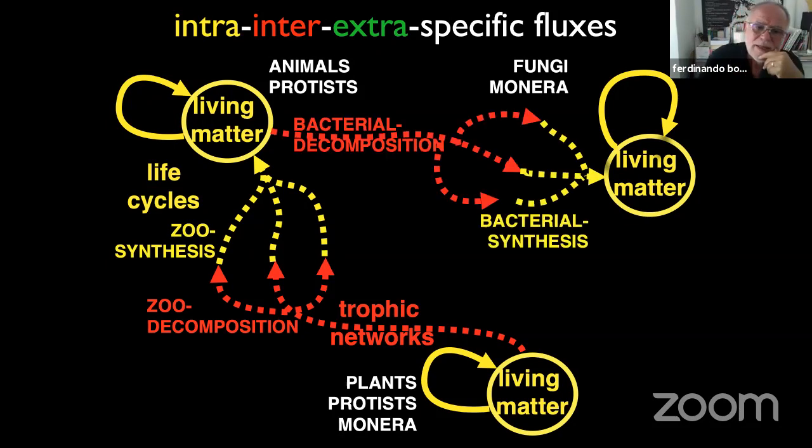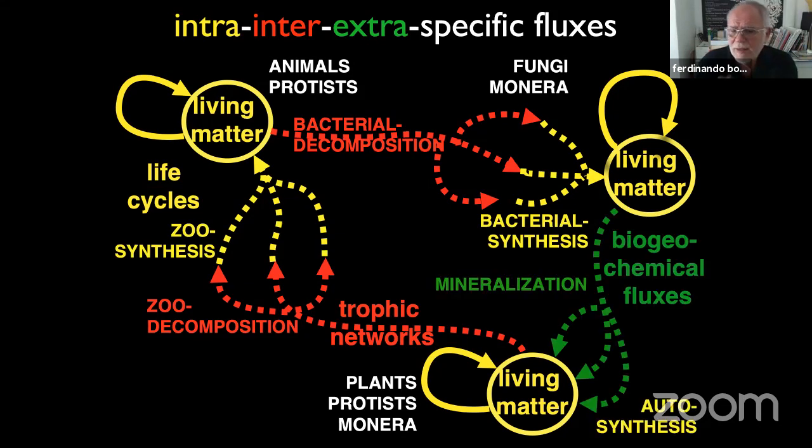Then things die and are decomposed by bacteria. So here you have the main actors: plants, protists, and monerans. Animals and protists, fungi and monera are responsible for these things. And the monerans, with mineralization, produce the nutrients that by photosynthesis give life back to matter. So in one shot here, you have biogeochemical fluxes, trophic networks, and life cycles. These things must go together.